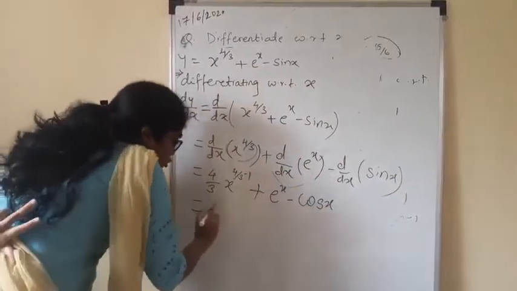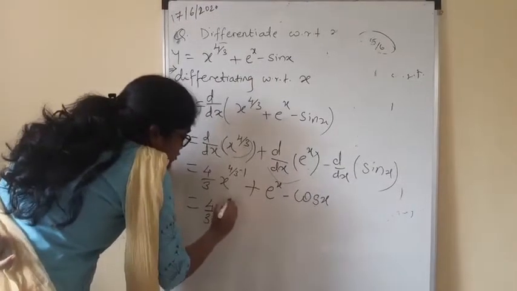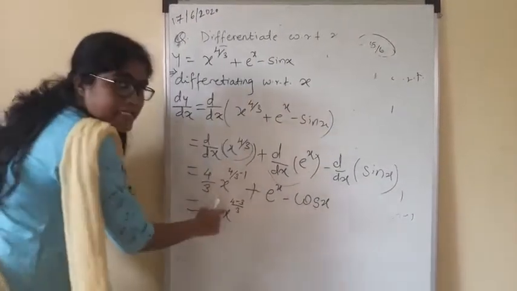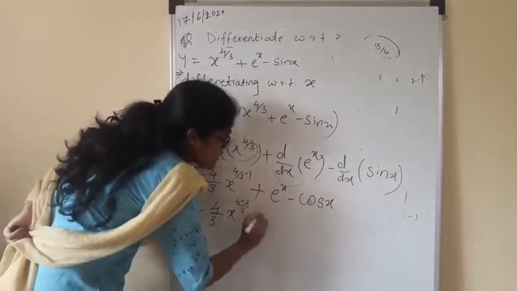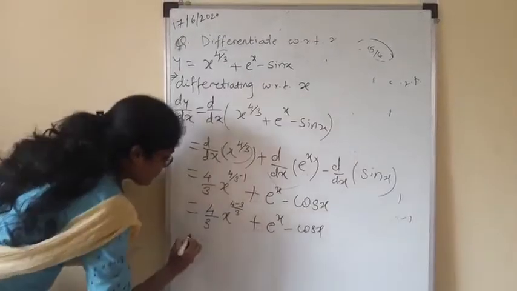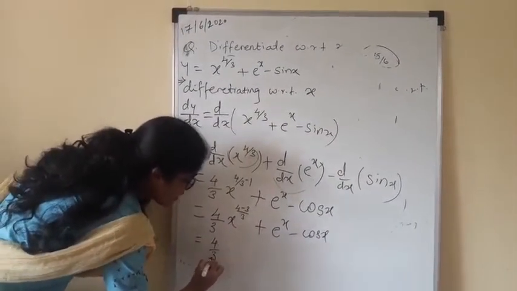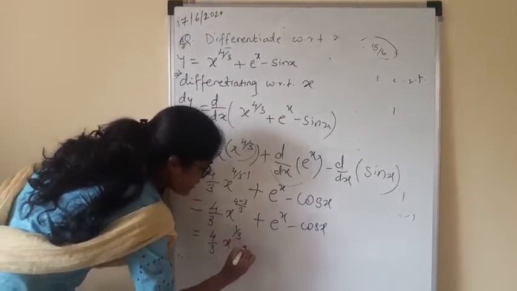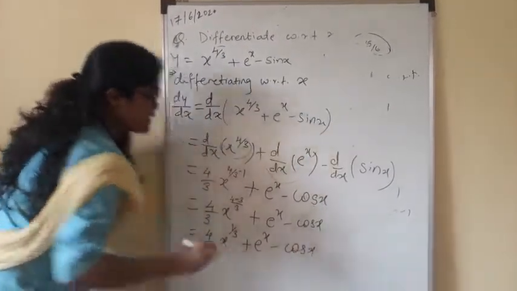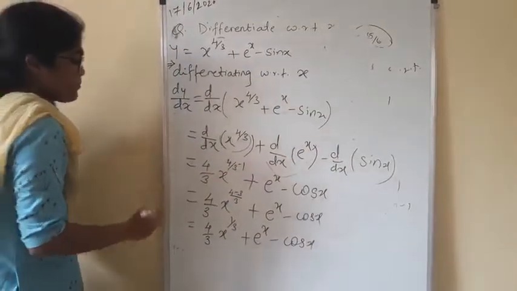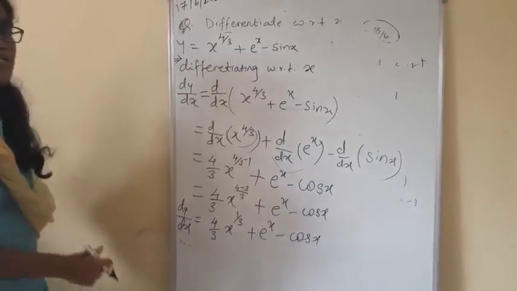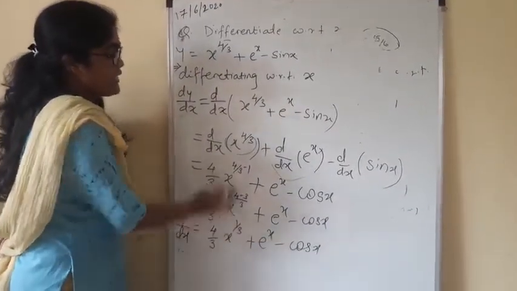So 4 upon 3 x raised to 4 minus 3 upon 3 after taking LCM, plus e raised to x as it is, minus cos x as it is. So 4 upon 3 x raised to 1 by 3 plus e raised to x minus cos x. Okay, so this is our dy by dx.